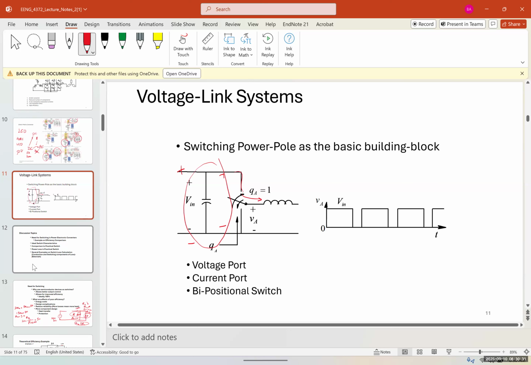and power electronic converters. We will give some examples of efficiency comparison between them, ideal switch characteristics, comparison to practical switching, power loss in practical switching, and several examples on switch loss calculation, conduction, and switching components of loss, and I will give you some examples of those as well. Let me erase this. Yeah, so it's going to confuse you. I'll get back to this.